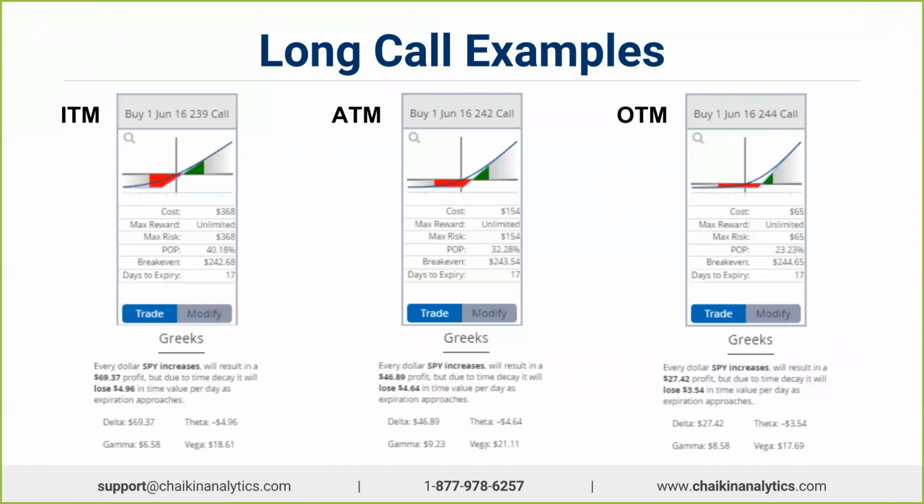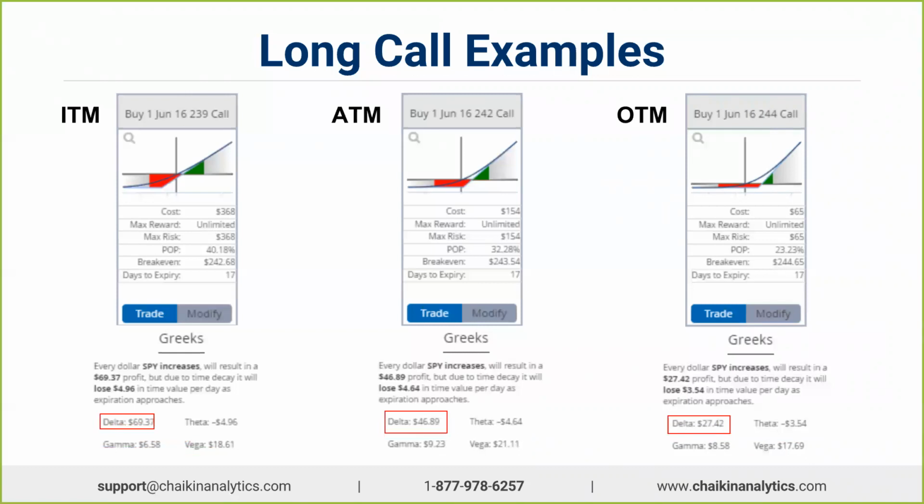At the money, by the way, your Vega and Gamma are highest. As you go in or out of the money, they get lower. So Gamma is highest at the money. Most of the Greeks are most sensitive at the money. You'll see in the money, higher delta. Out of the money, lower delta. At the money, near 50 delta.